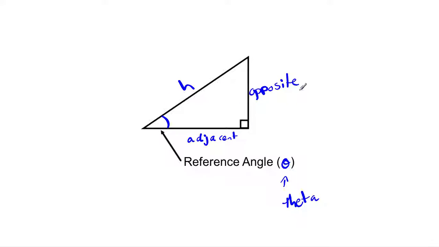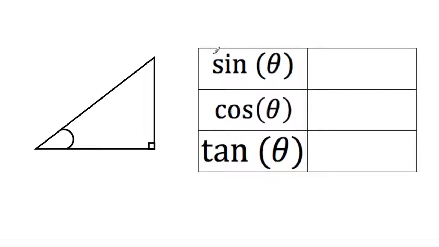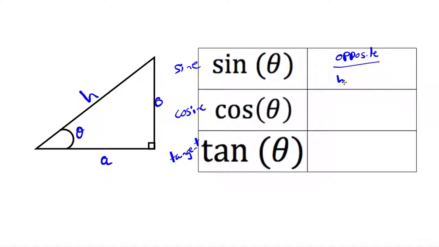And based off these sides, we have certain relationships for the angle. These are called sine, cosine, and tangent. So here's my reference angle, theta. I have my hypotenuse, I have my opposite side, and I have my adjacent side. The sine is going to be the opposite side over the hypotenuse.